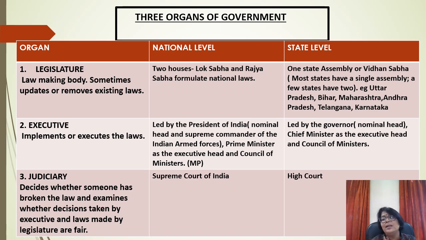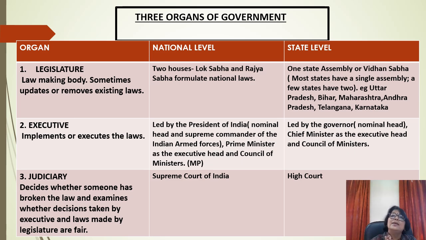At state level, we have the state assembly or Vidhan Sabha. In some of the states, we have a bicameral state assembly. For example, Uttar Pradesh, Bihar, Maharashtra, Andhra Pradesh, Telangana, and Karnataka.